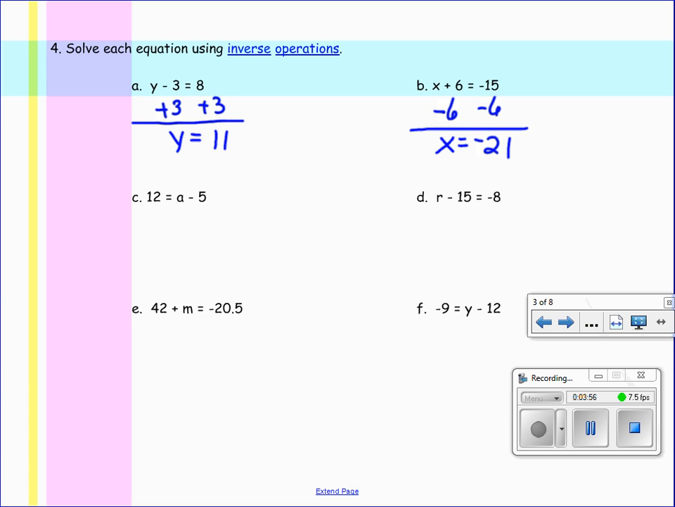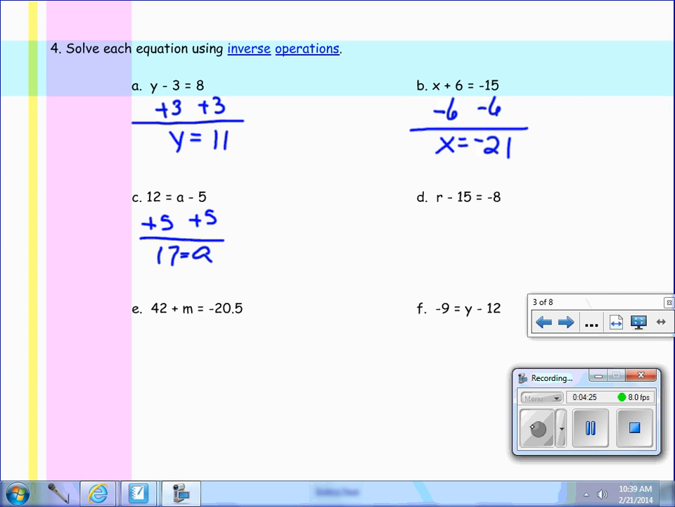In C, I have an a that I need to isolate. So I'm going to add 5 to each side. So 12 plus 5 is 17. That's going to equal a, because negative 5 plus 5 equals 0. So you don't need to put there a plus 0.